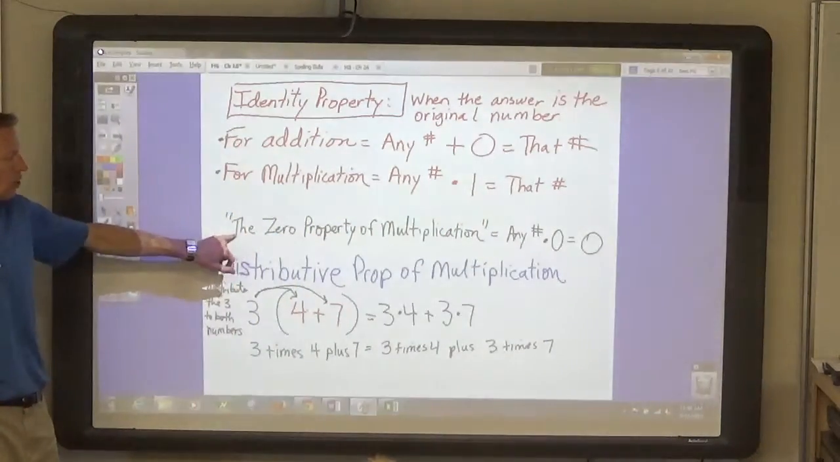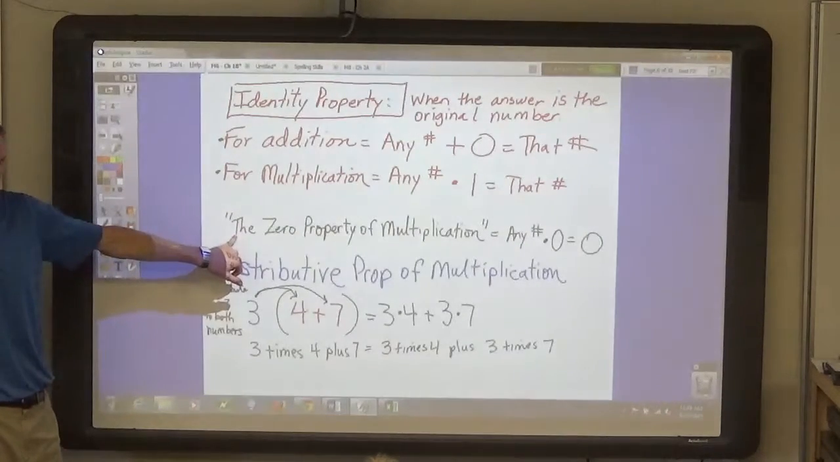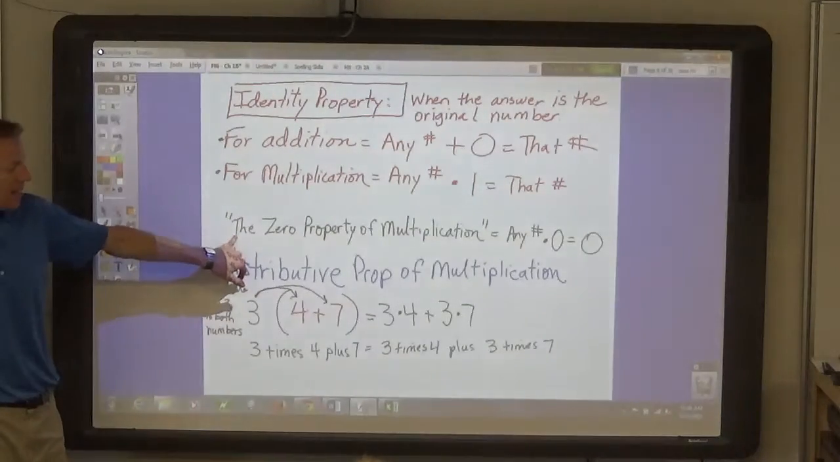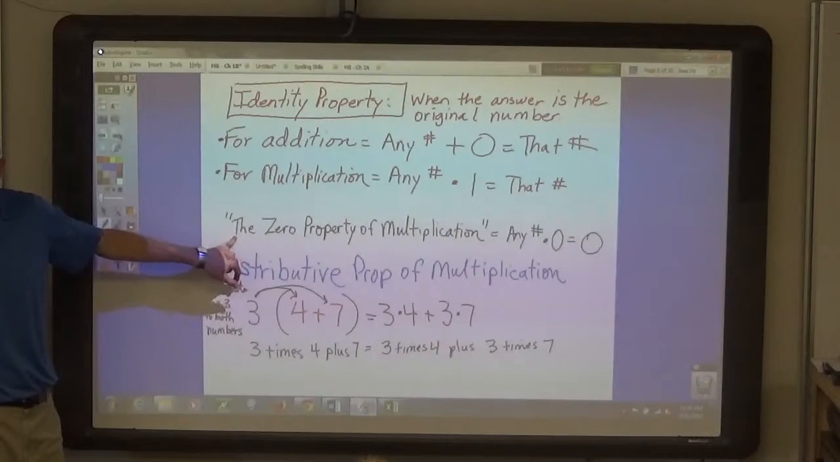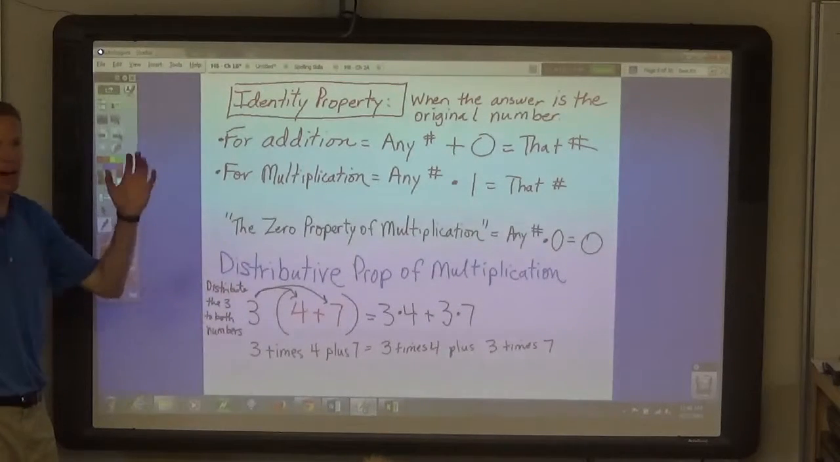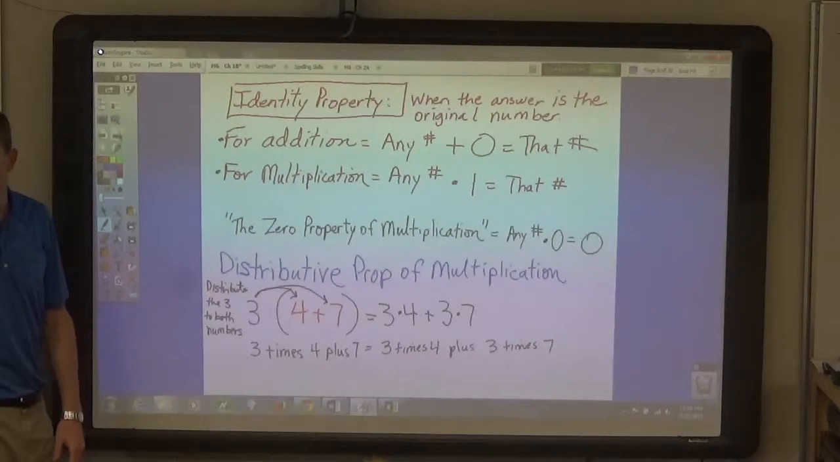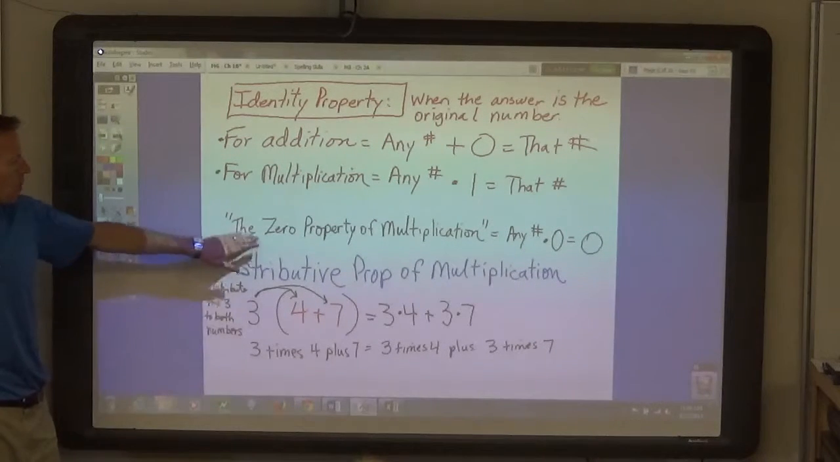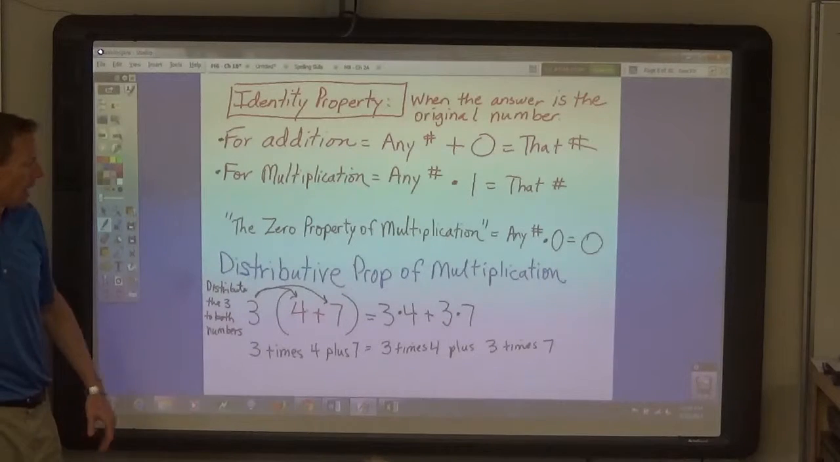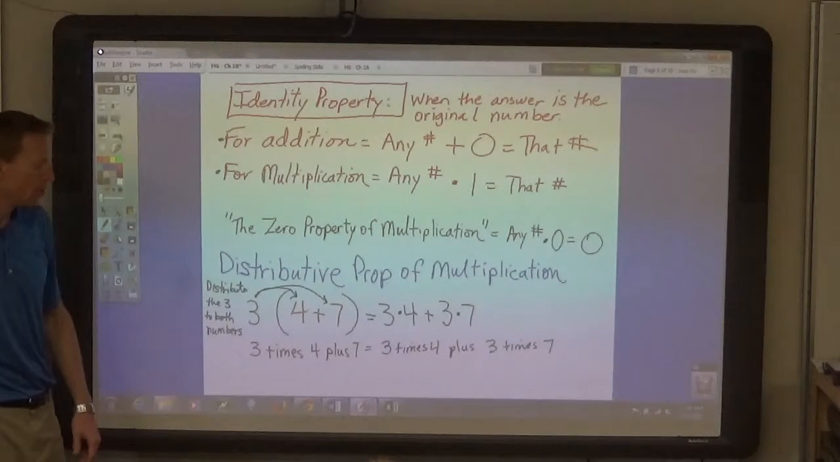Also, the 0 property of multiplication is another property. Any number times 0 is 0. 0 to any power is 0. Right? So any number times 0 is 0. And then the last one is called the distributive property.